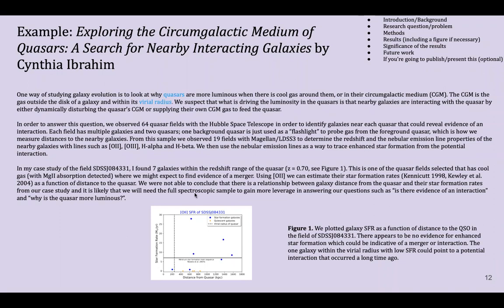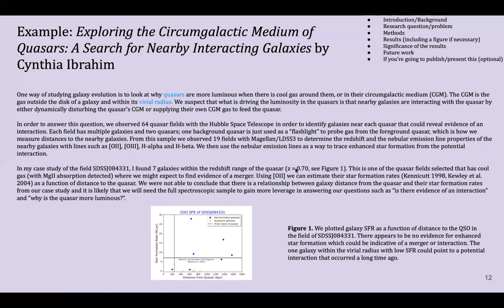From this sample, we observed 19 fields with the Magellan LDSS3 to determine the redshift and nebular emission line properties of the nearby galaxies, such as the O2, O3, H alpha, and H beta lines. We then used nebular emission lines as a way to trace enhanced star formation from the potential interaction. So that's saying all that they did. If you took observations, make sure you say what telescope you used, what kind of observations, did you use radio, infrared, and such.